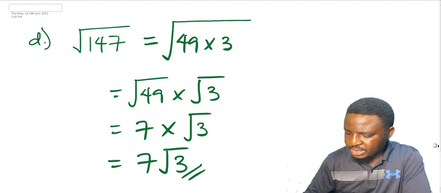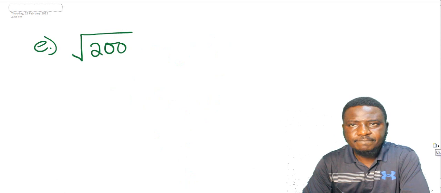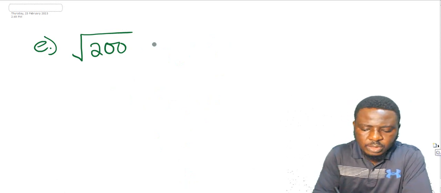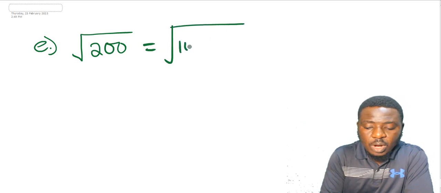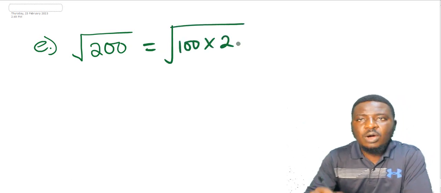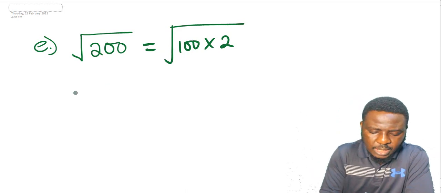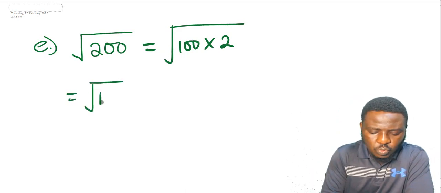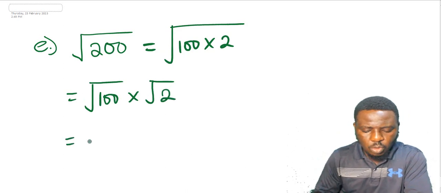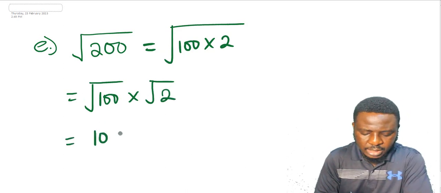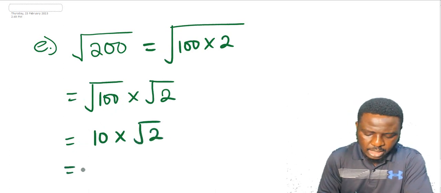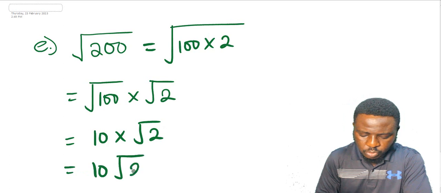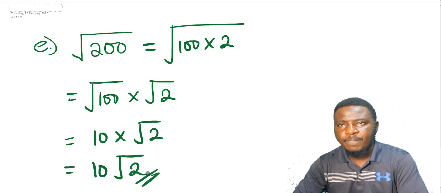So we take the next example. E, root 200. Root 200 can be simplified to be root 100 times 2, for 100 is a perfect square. This can be simplified further to be root 100 times root 2, which is equal to root 100 is 10 times root 2, which is the irrational part, and this becomes 10 root 2 when you multiply. I hope you are following.